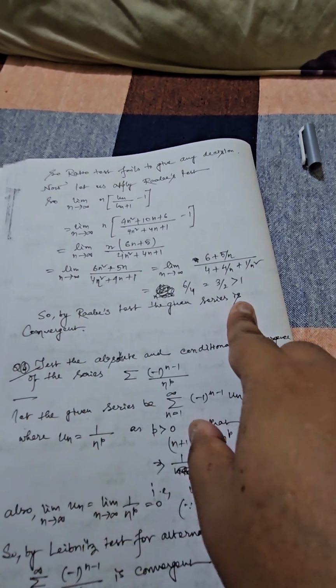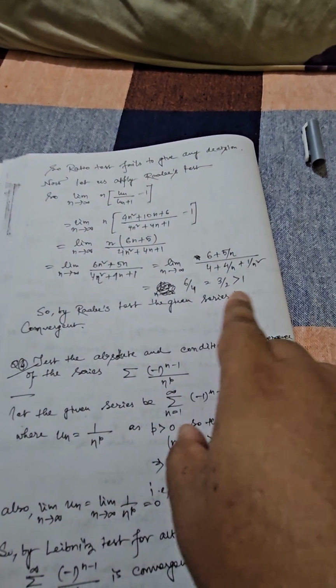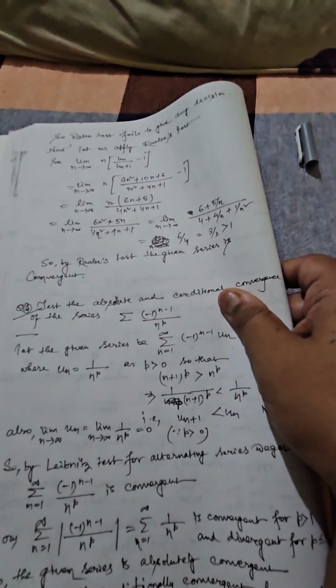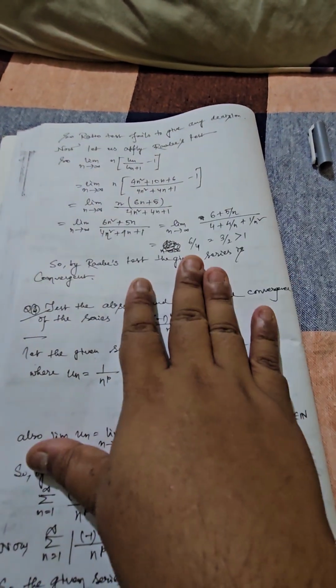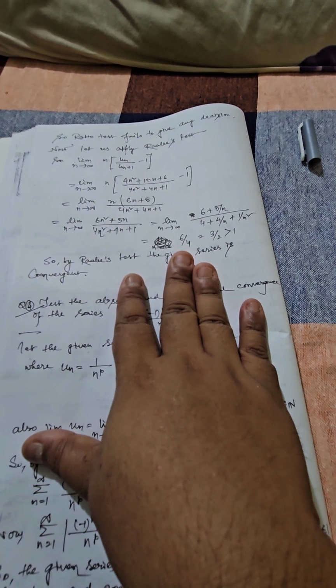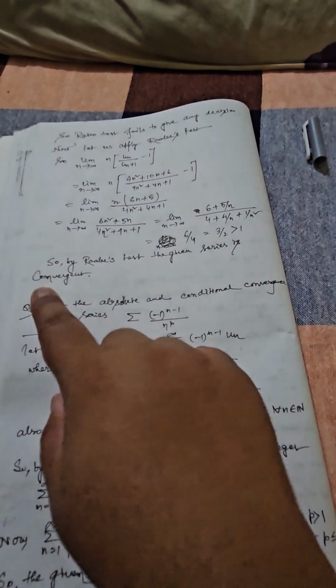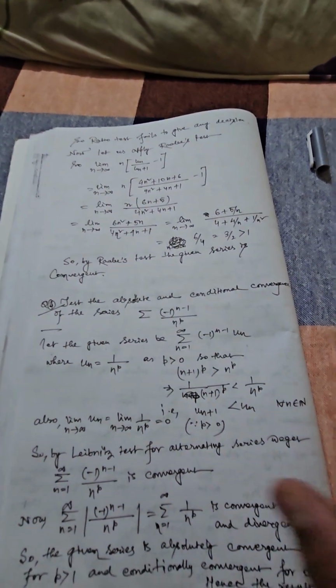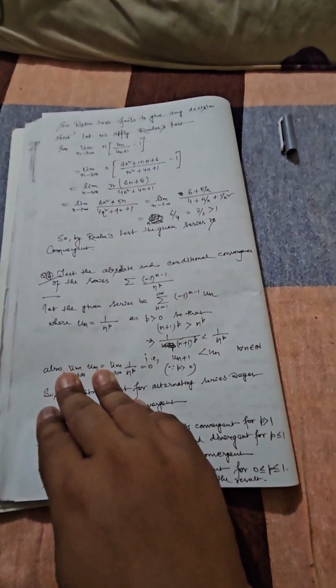And that means if this is greater than 1, by Raabe's test the given series must be convergent. So in this problem you have seen, although the ratio test fails to give any conclusion, with the help of Raabe's test you are able to establish that the given series must be convergent. Now we have another important problem.